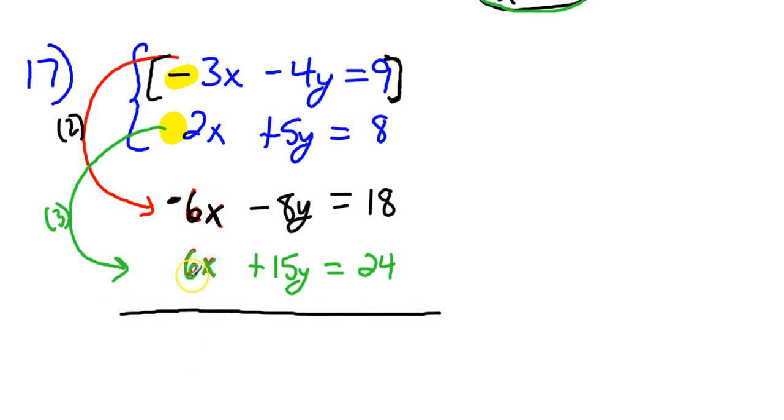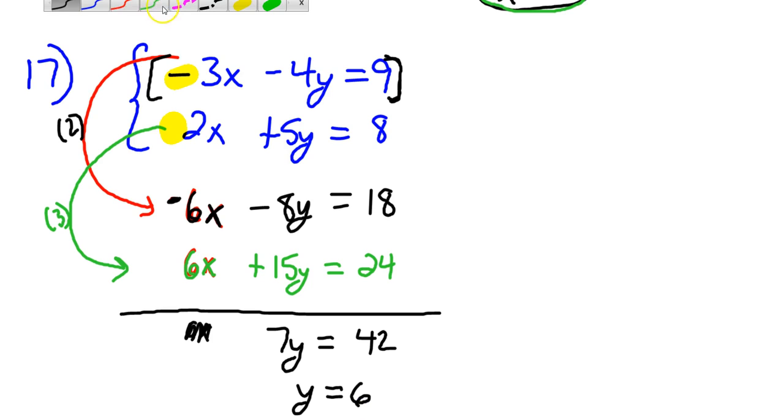Alright, so then we put them together. We've got 6 minus 6, that's 0. That one's gone. That's what we wanted. 15 minus 8, or negative 8 plus 15, is 7y. And 18 plus 24 is 42. Divide those two numbers, and we get y equals 6.